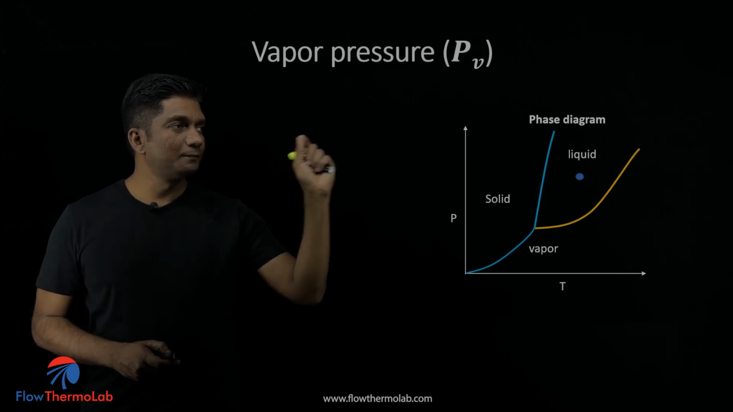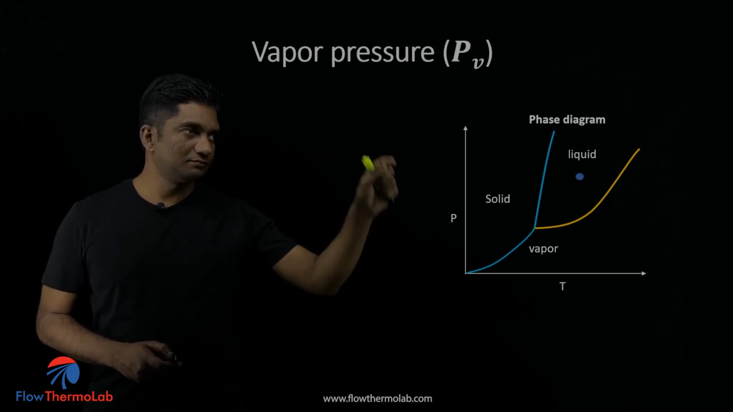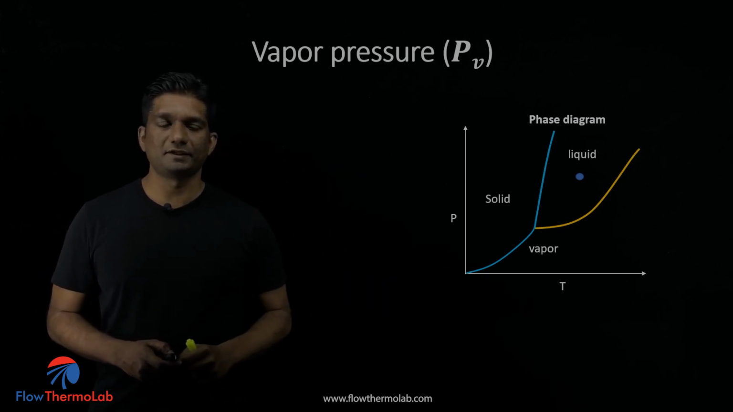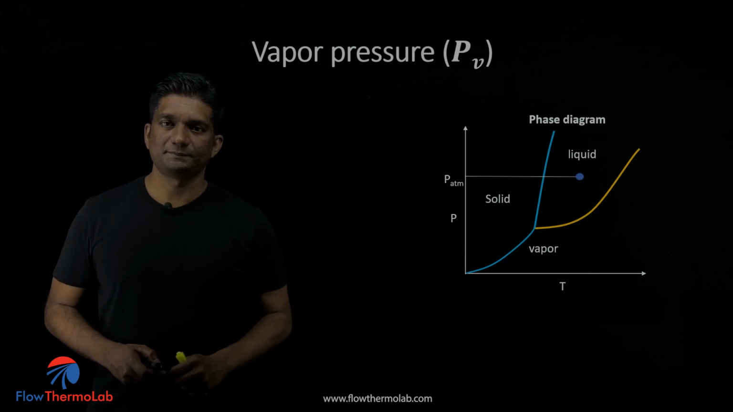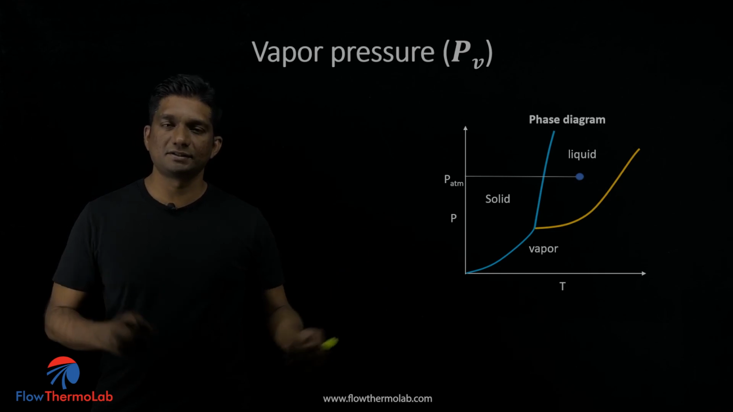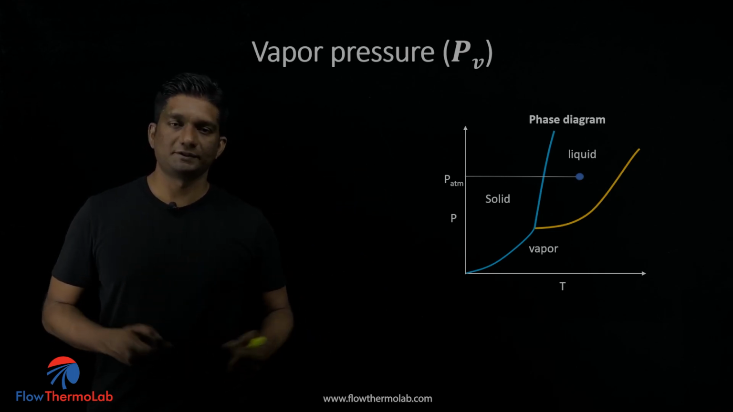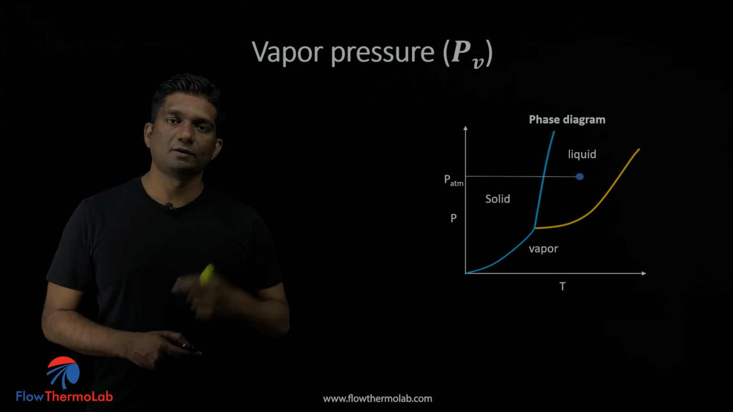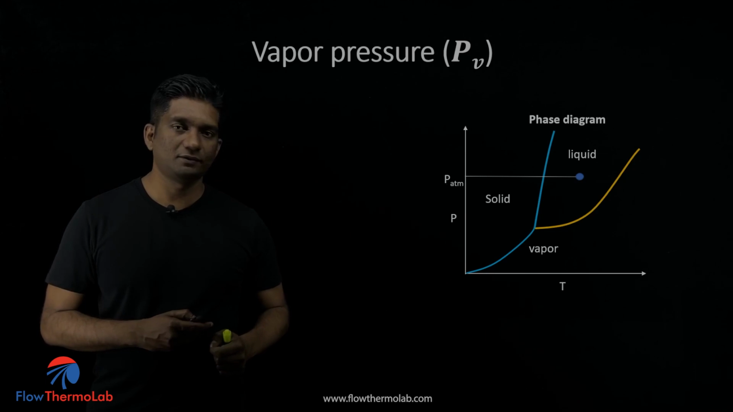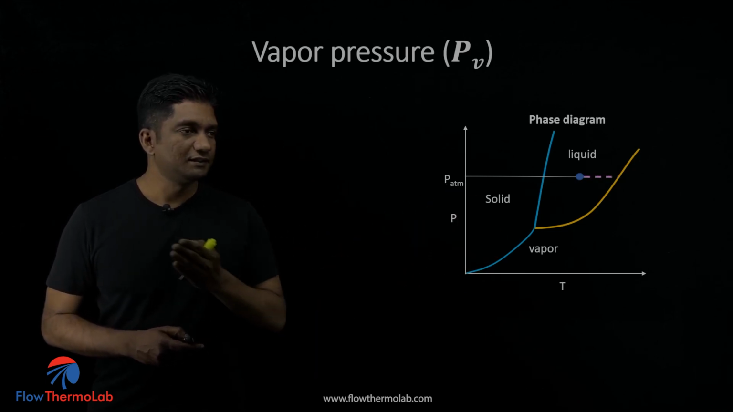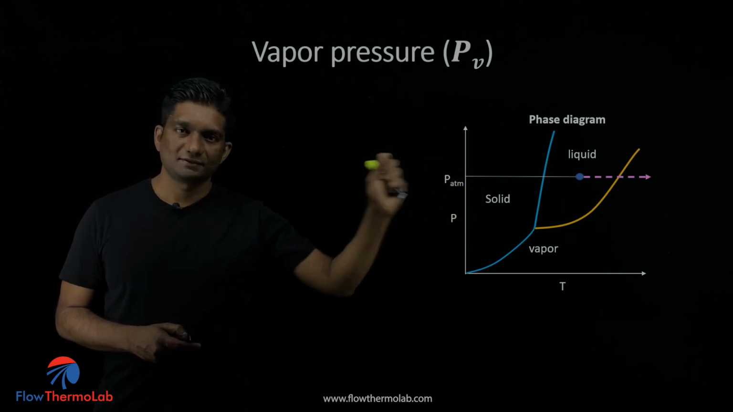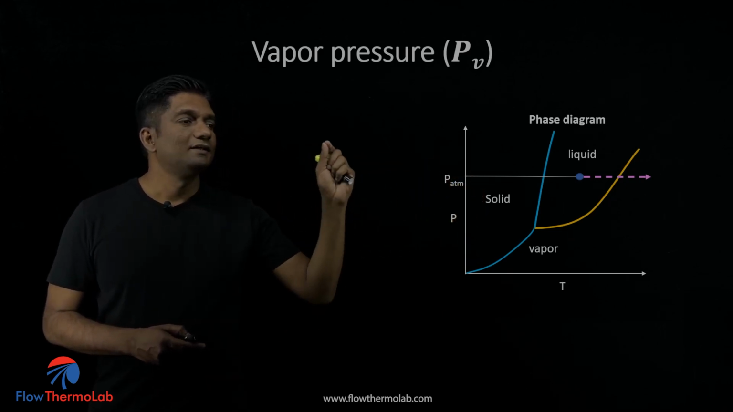Let us consider one point in the liquid phase. At that particular pressure and temperature combination, it is going to be in the liquid phase. Let us say it is at atmospheric pressure. If it is water, let's say at 50 or 60 degrees Celsius, this is in the liquid phase. Now what are you going to do? You are going to heat it. Let us keep on increasing the temperature, from 50, 60, 70, 80 like that. When it reaches one particular temperature, it starts boiling.